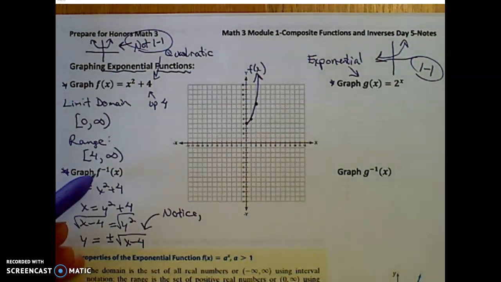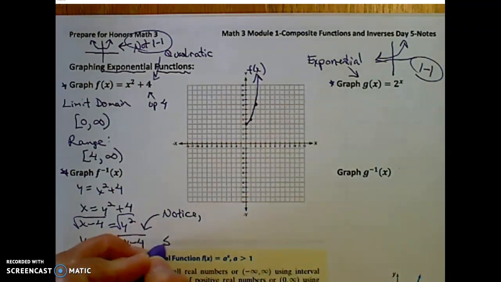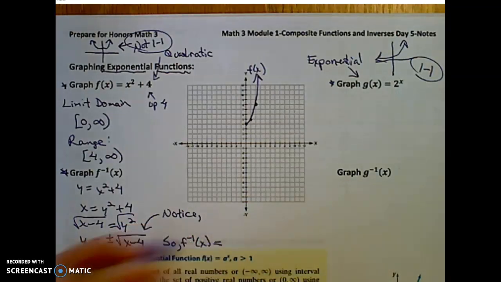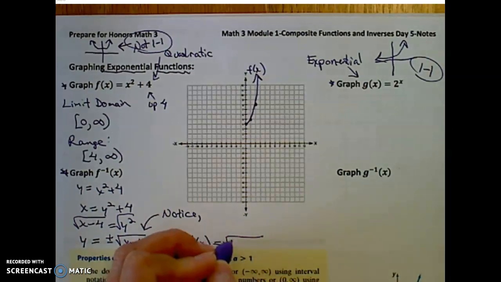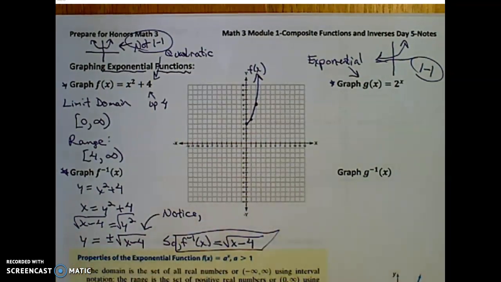Okay, to find f inverse, I switch the x and y. I solve for y. When I take the square root, I get y equals plus or minus the square root of x minus 4. This is not a function if I take plus or minus, so I'm only going to take half of it, and my inverse becomes f inverse of x equals the top half, square root of x minus 4. All right, so that's my inverse function, a square root function.